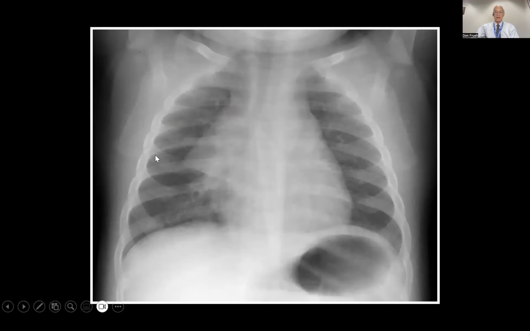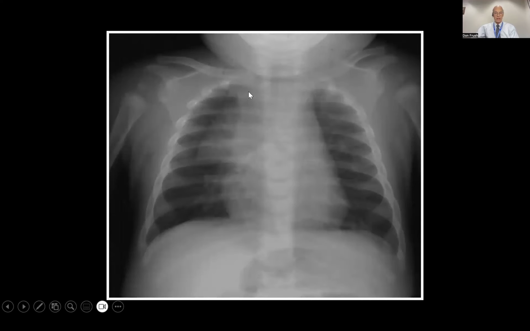Now, this is a neonatal chest x-ray. We've got good inspiration. Look, we're at least 8 posterior ribs. Here are your posterior ones, the more horizontal ones. Your anterior ribs are a little more obliquely oriented. This is the thymus gland here.